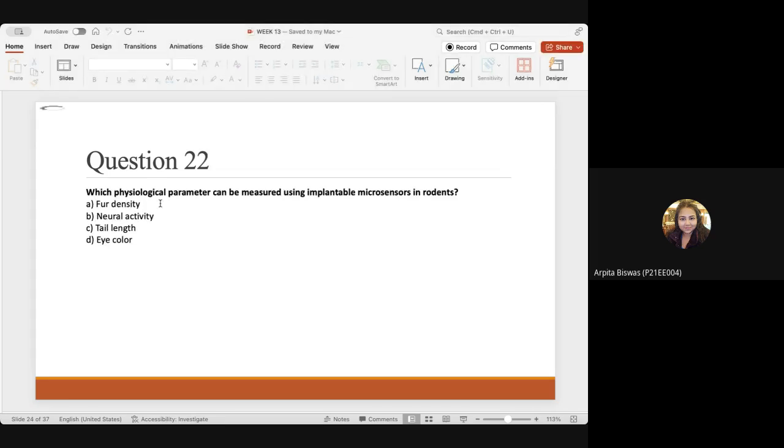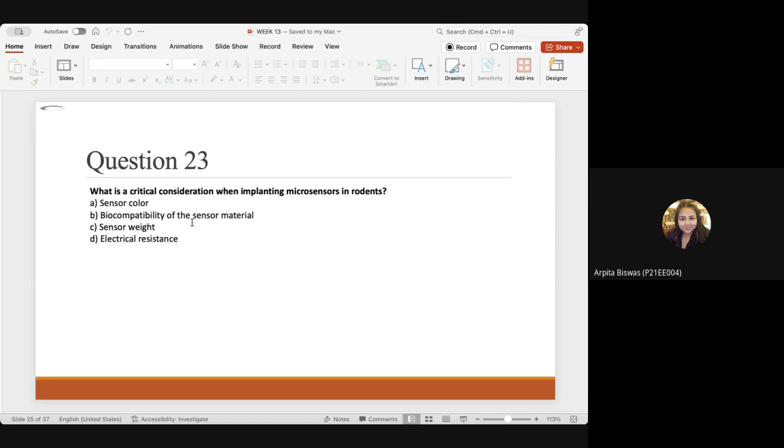Which physiological parameter can be measured using the implantable microsensor in rodent? Fur density, neural activity, tail length, or eye color? Neural activity. No? Yes, neural activity.